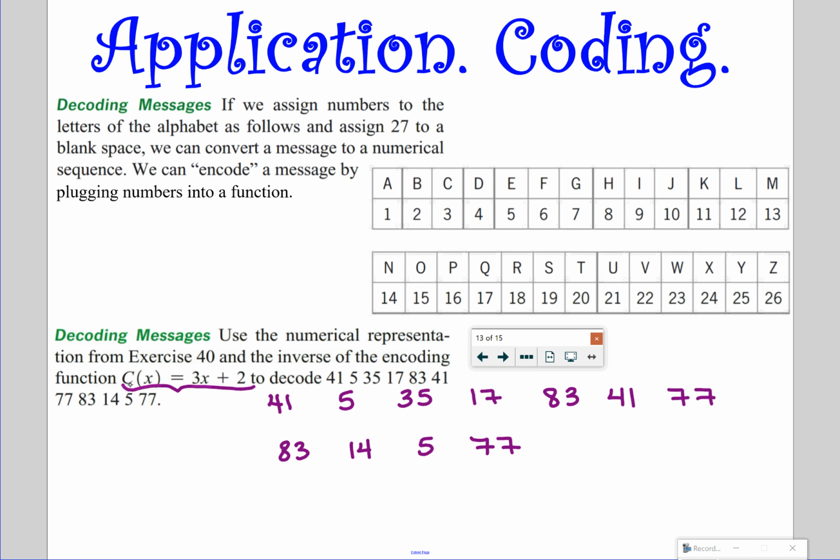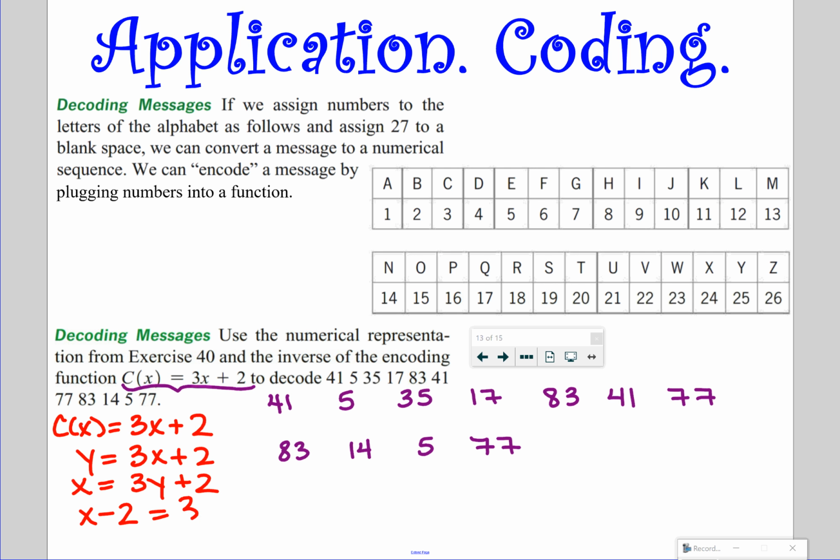Again, I'm going to write the function down here, c of x, replacing it with a y to start. Okay, we're going to flip our x and y and then solve for y. So I'm going to subtract 2 and then divide both sides by 3.